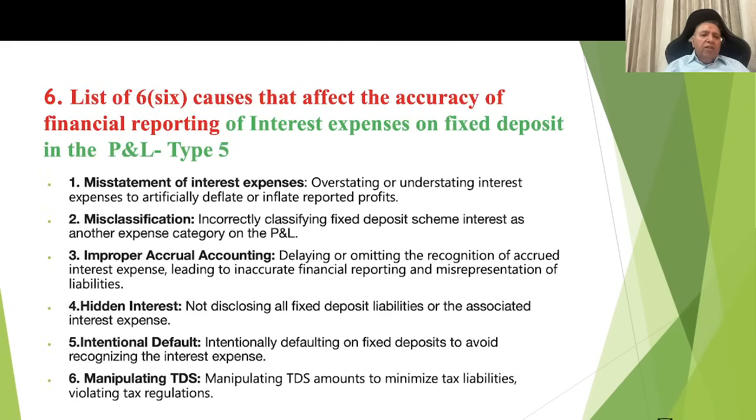Six causes that affect the accuracy of the financial reporting of the interest expenses on the FD in the period. Misstatement of the interest expenses, that is overstating or understating the interest expenses. Misclassification, incorrectly classifying FD scheme interest as another expense category on the P&L. Improper accrual accounting, delaying or omitting the recognition of the accrued interest expenses, leading to inaccurate financial reporting. Hidden interest, not disclosing all the effective liabilities or the assets associated interest expenses. Intentional default, defaulting on the fixed deposits to avoid recognizing the interest expenses, and manipulating the TDS to minimize the tax liabilities.